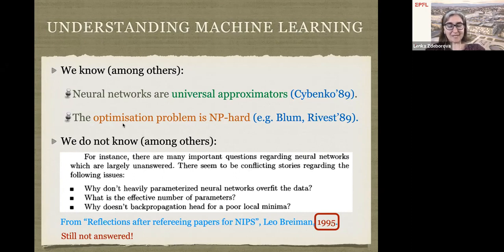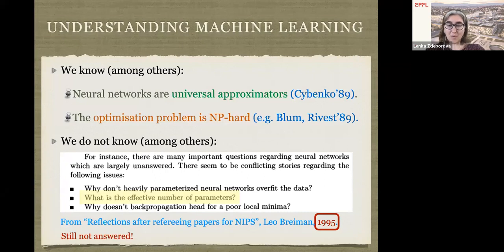And these are not recent questions. I like to give this snapshot from an article that Leo Breiman wrote already 27 years ago, where he pins down some of the questions about neural networks, such as why don't heavily parametrized neural networks overfit the data? What is the effective number of parameters? Why doesn't backpropagation have full pool minima? And these are pretty much the questions that we are still discussing today. They are largely not answered in a satisfactory way.